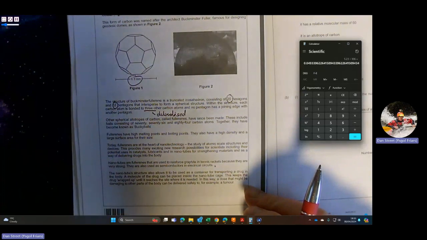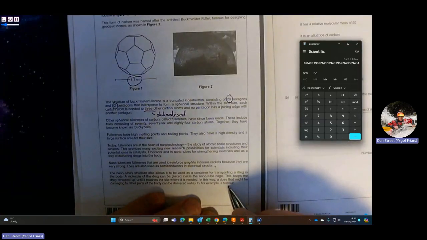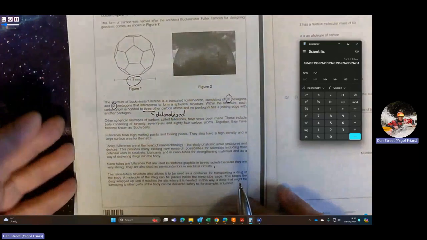The nanotube structure also allows it to be used as a container for transporting a drug in the body. A molecule of the drug can be placed inside the nanotube cage. This keeps the drug wrapped up until it reaches the site where it's needed. In this way, a dose that might be damaging to other parts of the body can be delivered safely to, for example, a tumor. Okay, so it's quite a lot of information there.